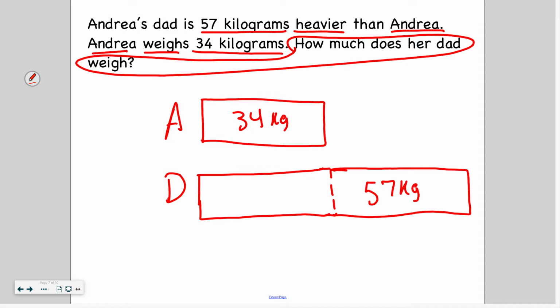So this is Dad's total weight. Andrea's weight and another 57. That's why I drew this dotted line here to show this is Andrea's weight compared to Dad's. And this is the 57 more than what she weighs because it says 57 kilograms heavier than her. So I'm going to add. So go ahead and add to see how much Dad weighs.